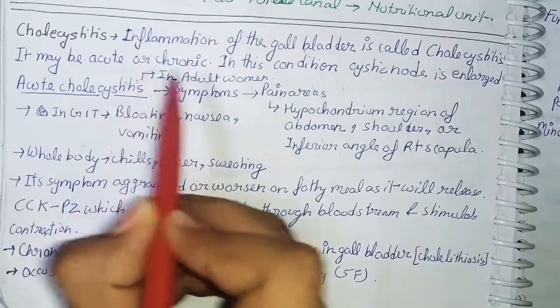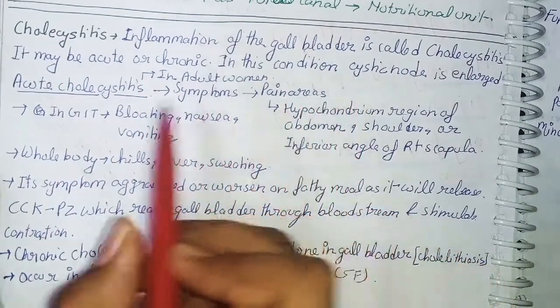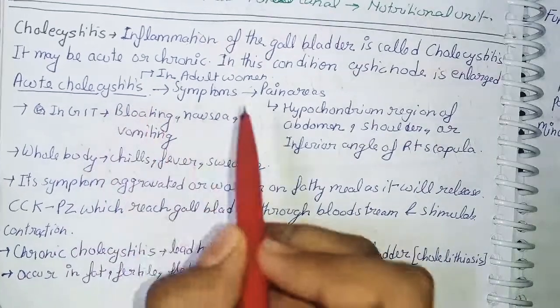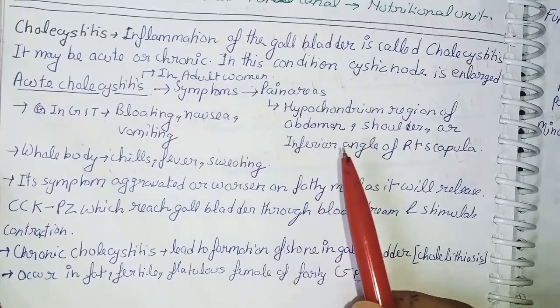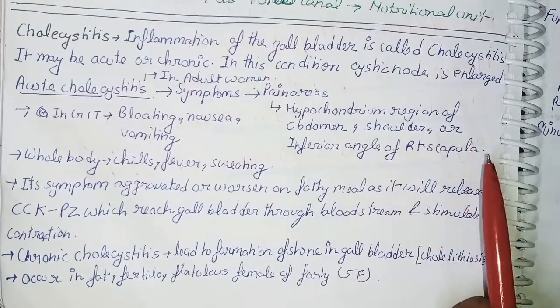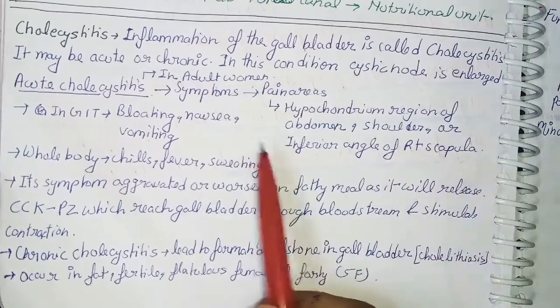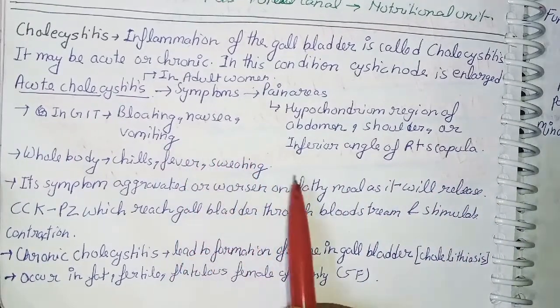It may be acute or chronic. In this condition, cystic node is enlarged. Acute cholecystitis occurs in adult women. Symptoms: usually pain occurs in hypochondrium region of the abdomen or the shoulder region or inferior angle of the right scapula, and bloating, nausea, vomiting also occur. In whole body chills, fever and sweating occur.